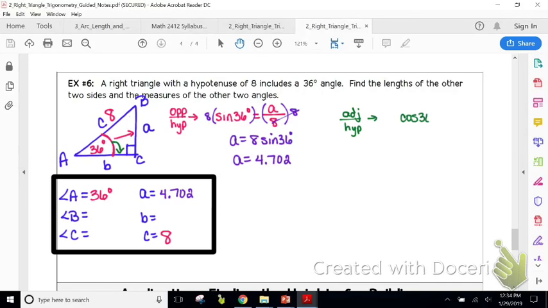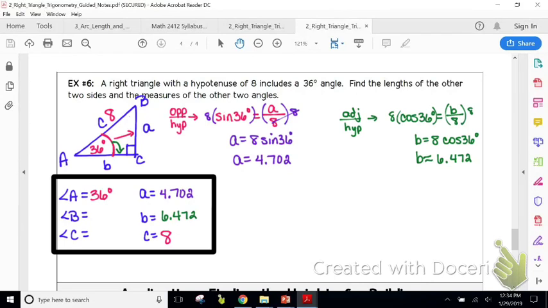Cosine. So cosine of 36 degrees equals my adjacent, which is b, over my hypotenuse, which is 8. Then solve for b. So multiply by the 8, and side b is equal to 8 times cosine of 36 degrees. And so side b is approximately 6 point what? 472. Again, we don't have any units, so 6.472.